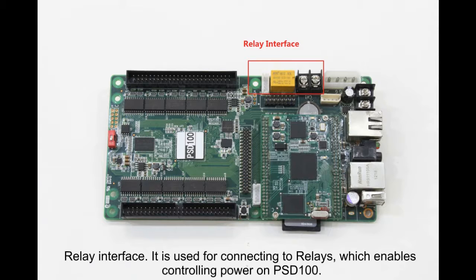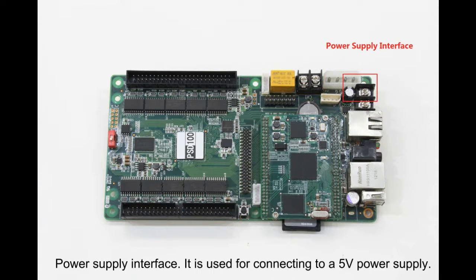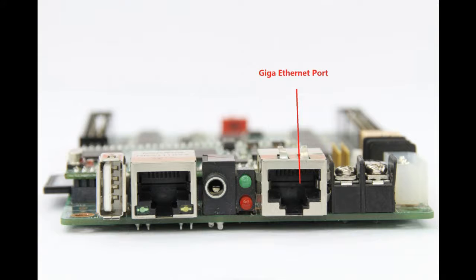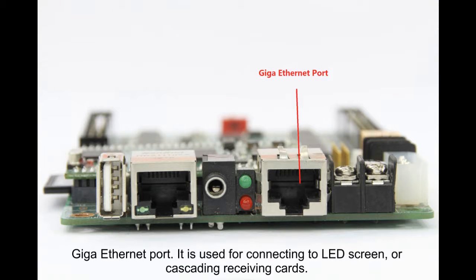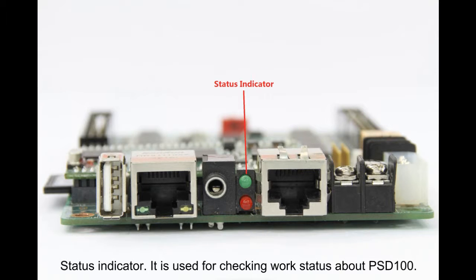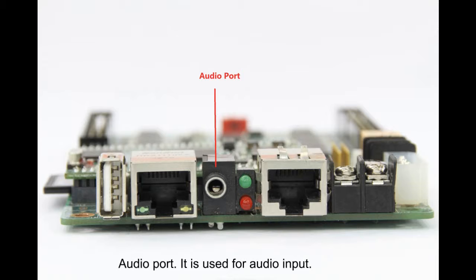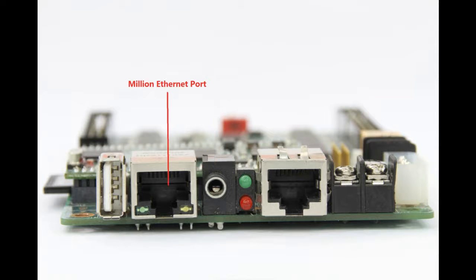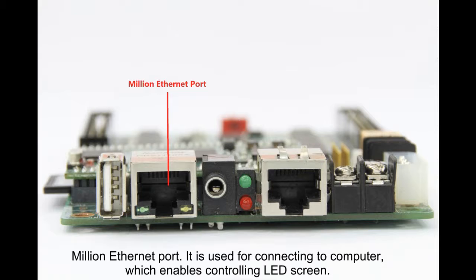Relay interface is used for connecting to relays, which enables controlling power on PSD100. Power supply interface is used for connecting to a FAT-V power supply. Giga Ethernet port is used for connecting to LED screen or cascading receiving cards. Status indicator is used for checking work status about PSD100. Audio port is used for audio input. Mini Ethernet port is used for connecting to computer, which enables controlling LED screen.